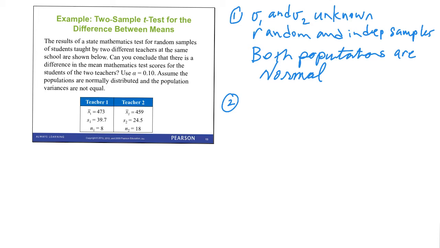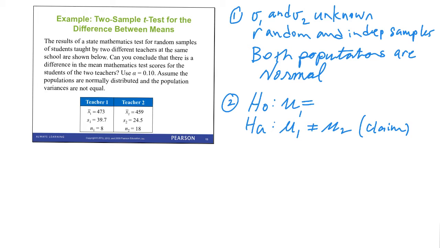All right, step 2 is for us to state those hypotheses. So it sounds like there's a claim that 2 means are different. So I'm going to write that next to H sub A, that the mean for population 1 is different from the mean for population 2, and we'll make that our claim. And therefore the null is just that mu sub 1 equals mu sub 2. Step 3 is to specify the significance level of the test. So we're going to just write 0.10 from the question prompt.